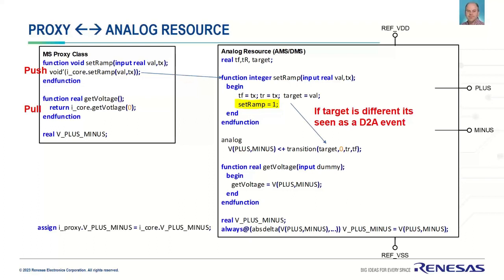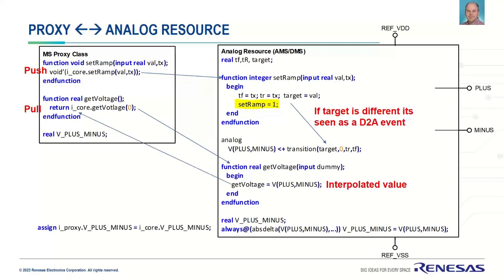The other one is pull, where I've got a function to get the voltage, and I'm basically calling a function within the analog resource to go and get the voltage. In this case, it's an AMS one, so I'm getting the voltage between the plus and minus pins, which will be an interpolated value between the last analog time point and the proposed new one.